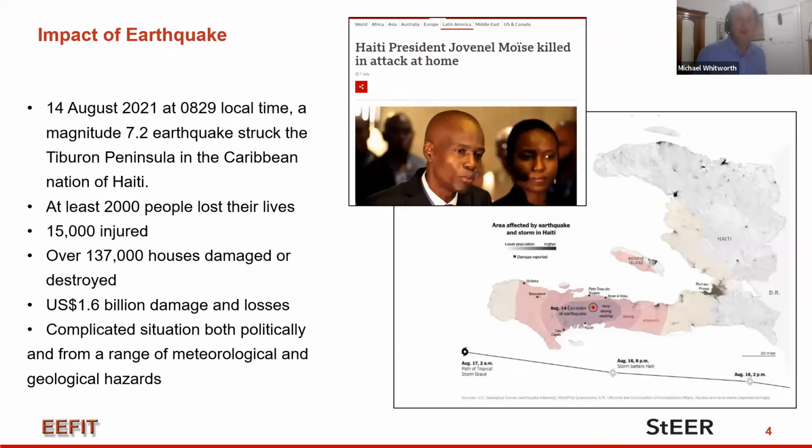And coupled with that, the situation within Haiti is complicated both politically and socio-economically, with an example being the assassination of the Haiti president in July. On top of that, the earthquake and the recovery effort were compounded by the hurricane that followed through 2 days later. So the situation in Haiti is extremely complex, which impacted both the recovery effort and the assessments on the ground.